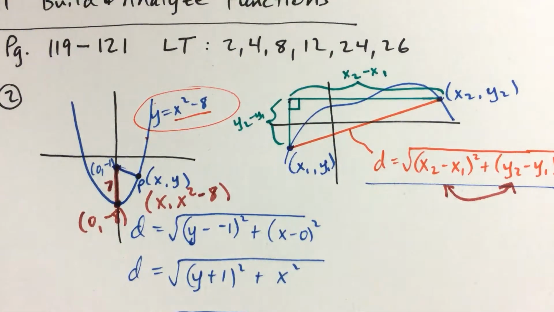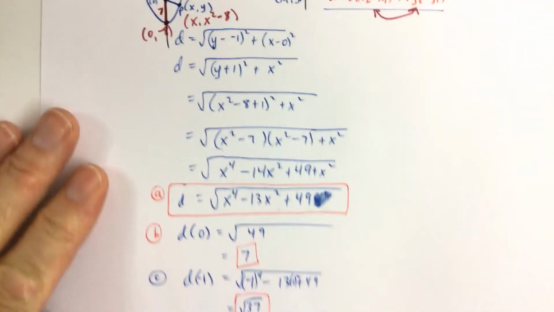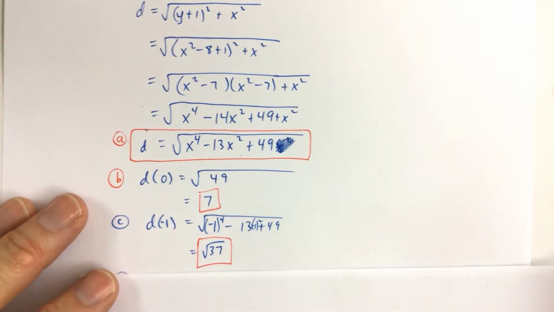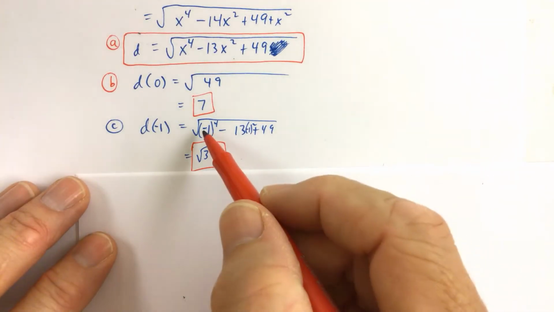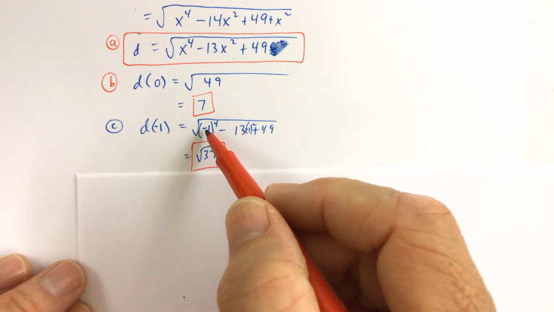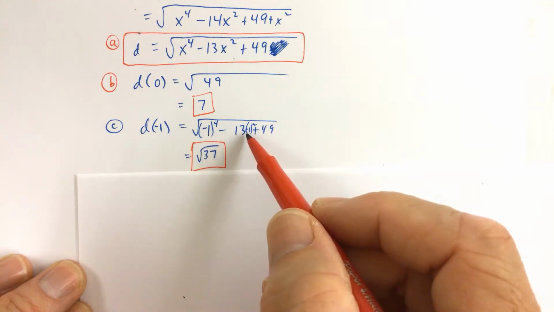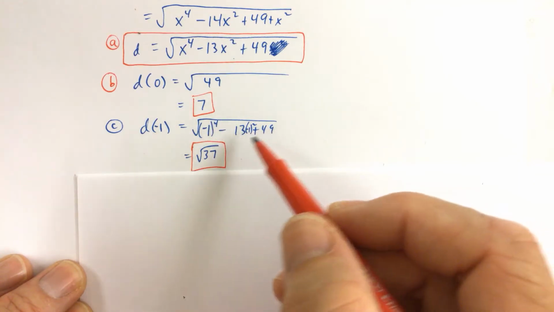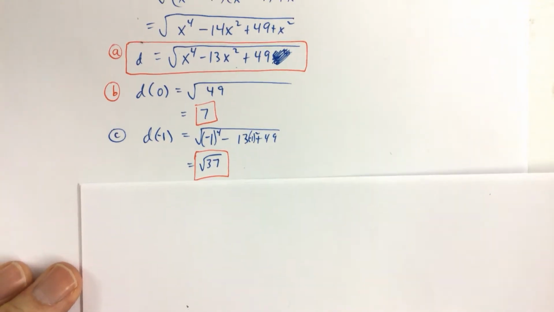And anyway, in part C, we're being asked, what's the distance if the x-coordinate is -1? Well, if the x-coordinate is -1, as you can see, we replace x with -1, and then when you do that, you get 1 minus 13 is -12, plus 49 is 37 under the radical. So the distance, if x is -1, is radical 37.